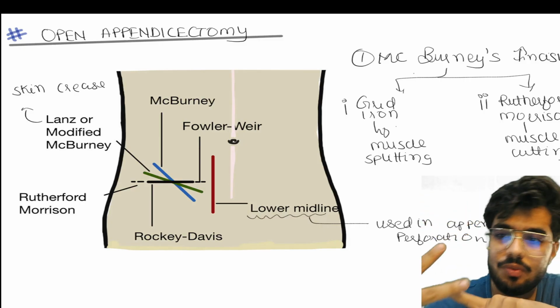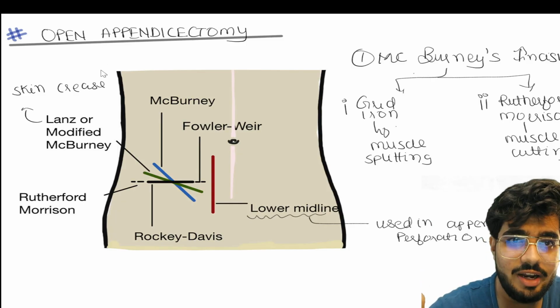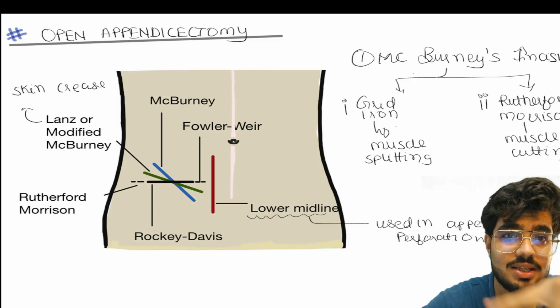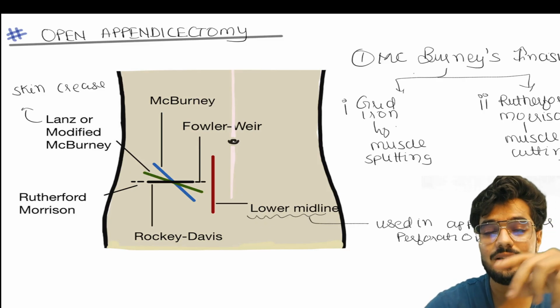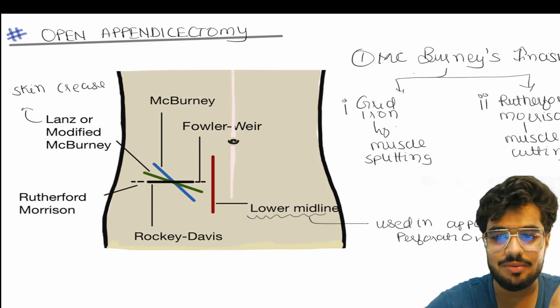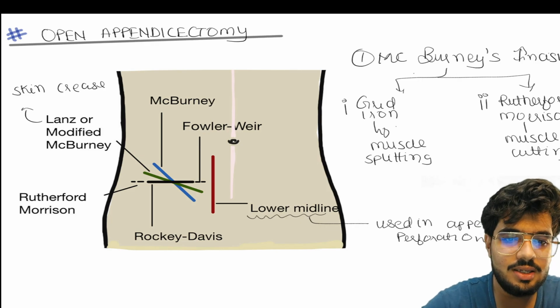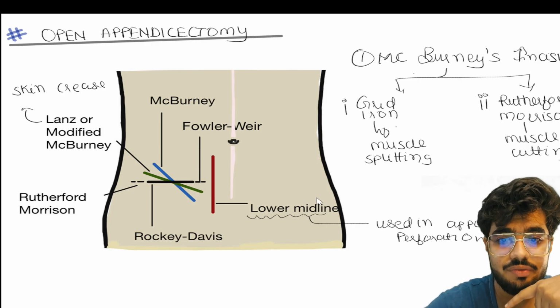Now we talk about Lanz or modified McBurney's incision. In modified McBurney's incision, we give the incision along the skin crease. So cosmetically it is more appealing because you cannot see where the incision was made, because it gets hidden behind the skin crease. It is also called the bikini incision, many people give it within the skin crease. Third is a lower midline incision. Where do we give the lower midline incision? In case of perforation we give the lower midline.